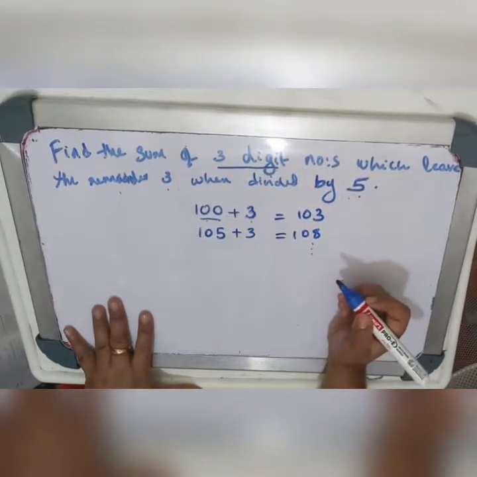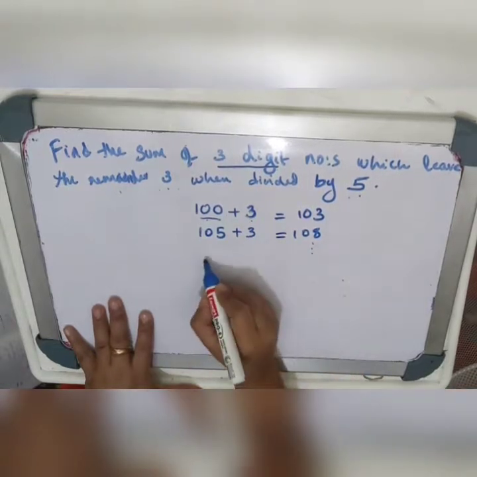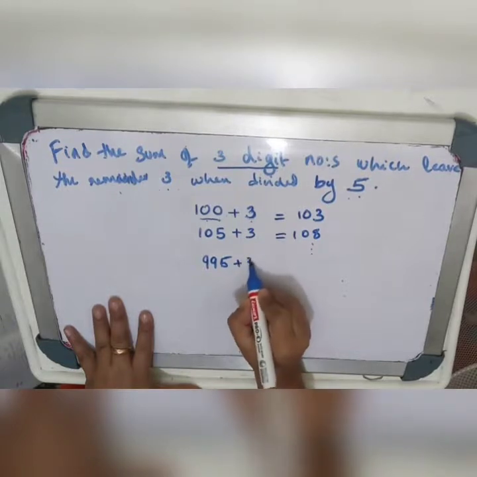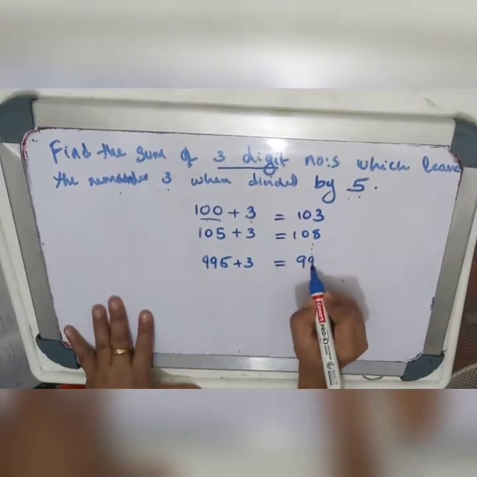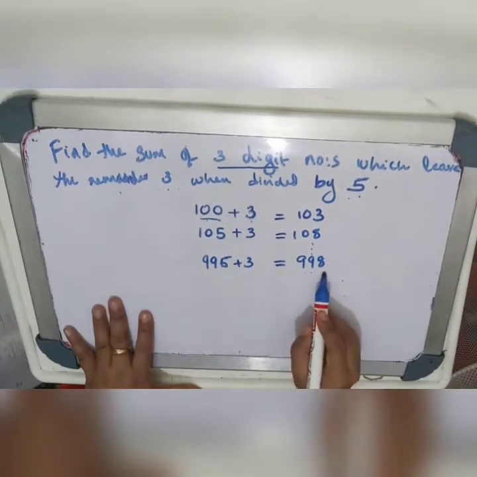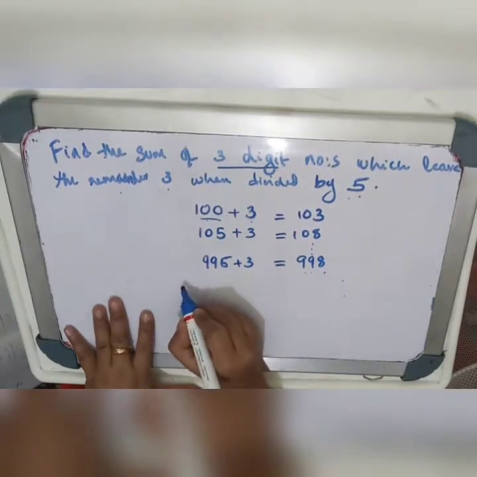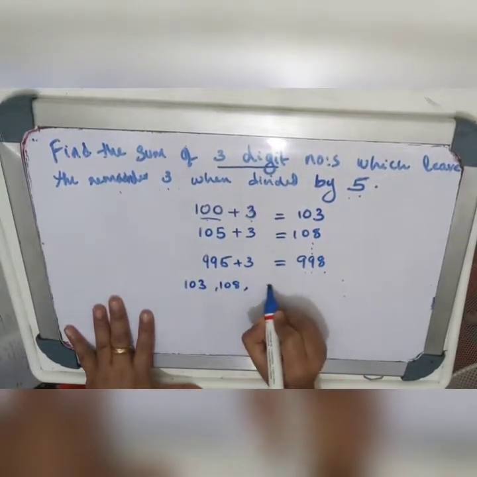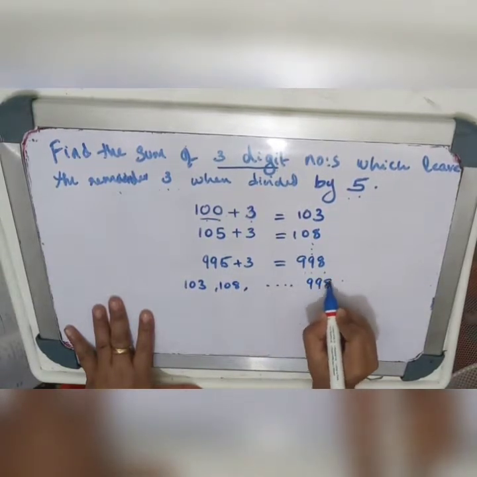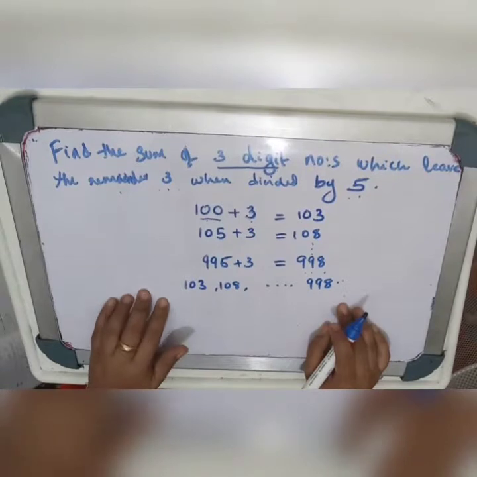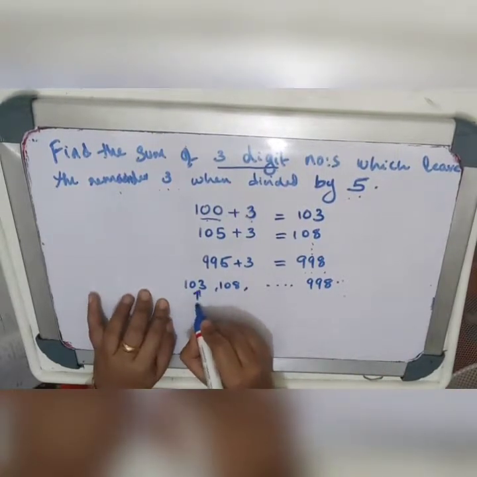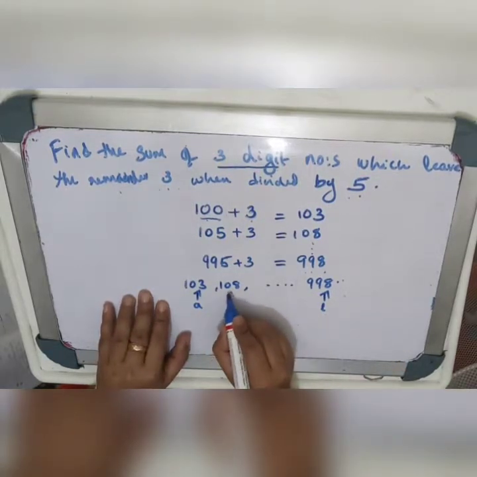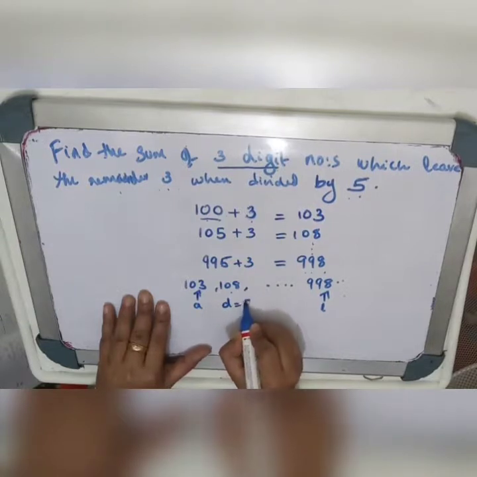Now, which is the last 3-digit number which is perfectly divisible by 5? We know that it is 995. So we need a remainder 3, therefore we add 3. Therefore, the last term of the sequence is 998. So we have obtained the required AP: 103, 108, and so on, and the last term is 998. Here 103 is the first element, 998 is the last element, and the difference is 108 minus 103, that is d is equal to 5.